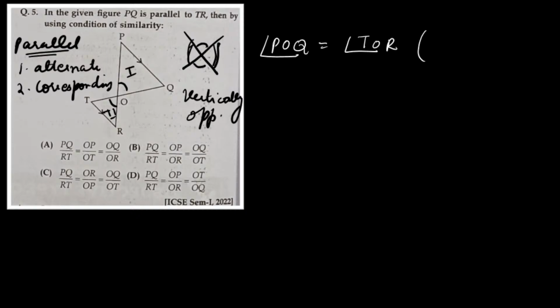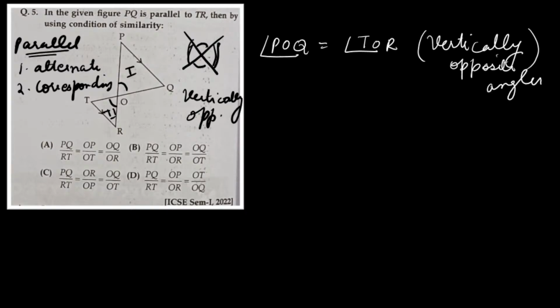Please avoid it. It is vertically opposite angles, because common angle means the same angle is coming in both the triangles, but it's not the same. See, the first angle is in the first triangle, and the second angle is in the second triangle. So it is not a common angle. It's vertically opposite angles. I hope I am clear. Have you all understood which are vertically opposite angles?